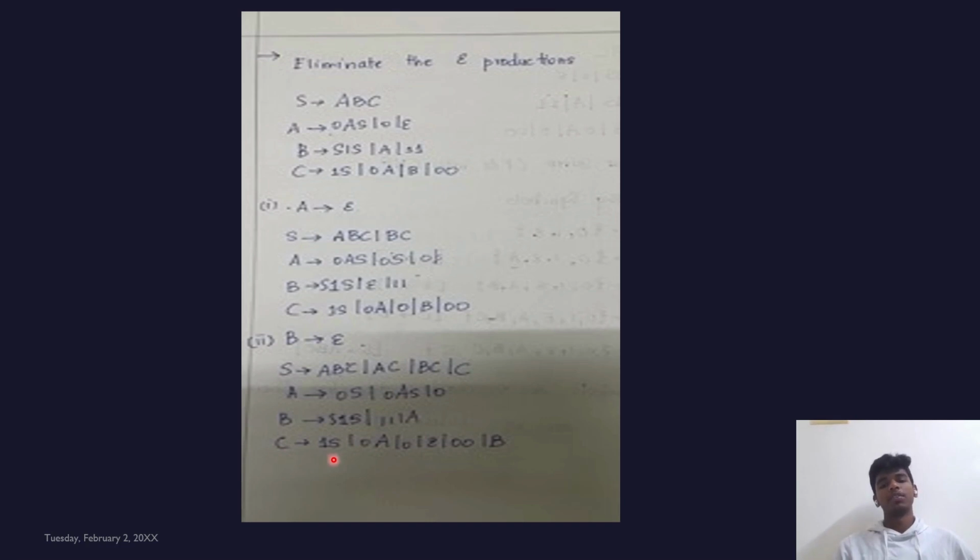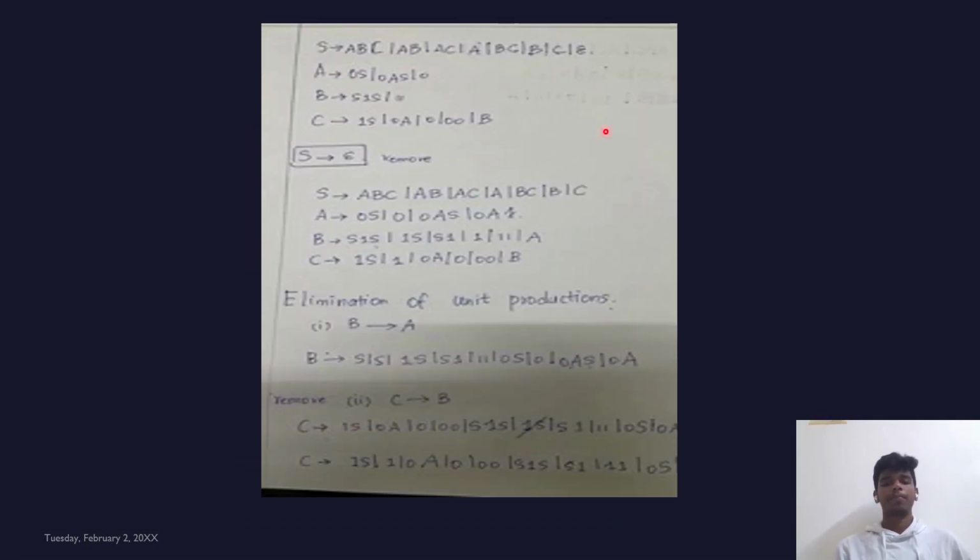And we'll go to C defines 1S 0A 0 epsilon 0 0 and B. We have here epsilon because of this B. So now we'll try removing C defines epsilon in the next. Now we have S defines, and when we remove C defines epsilon, we'll be getting 1S 0A 0 0 0 and B. Try removing S defines epsilon now.